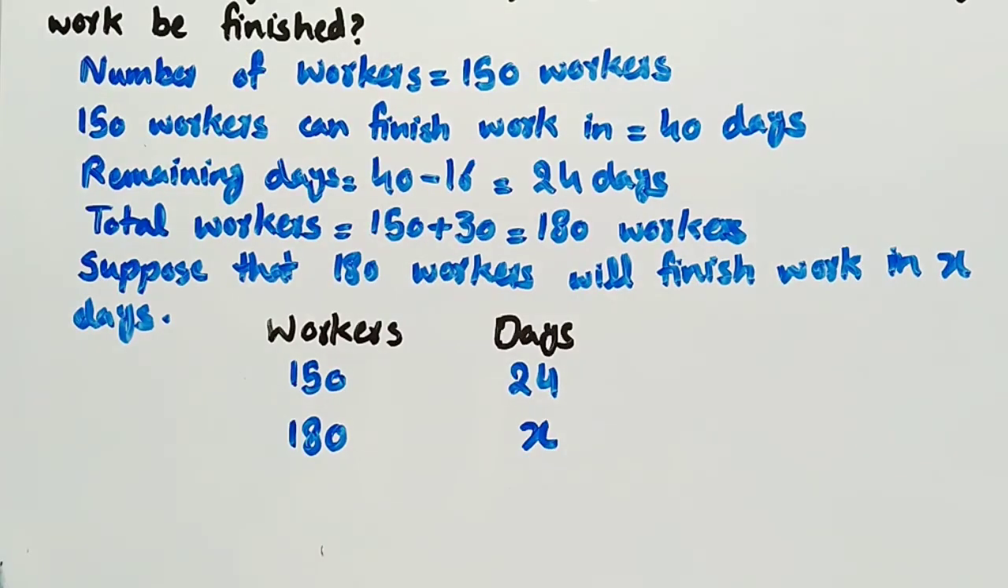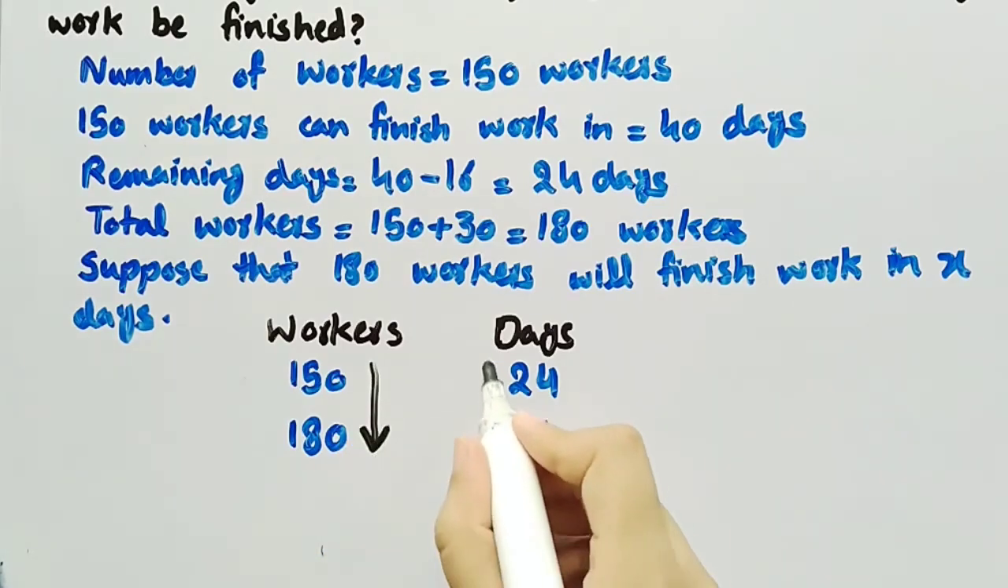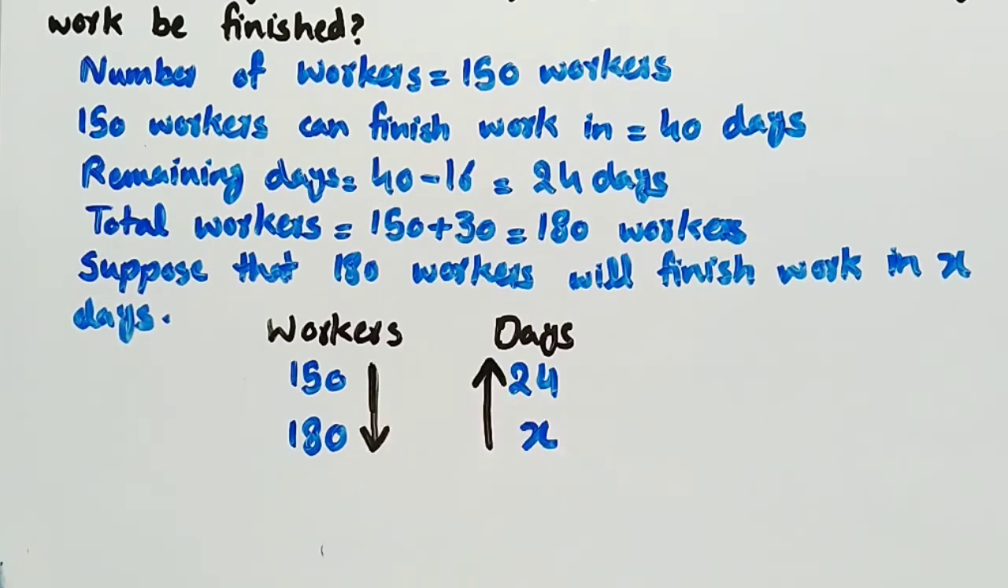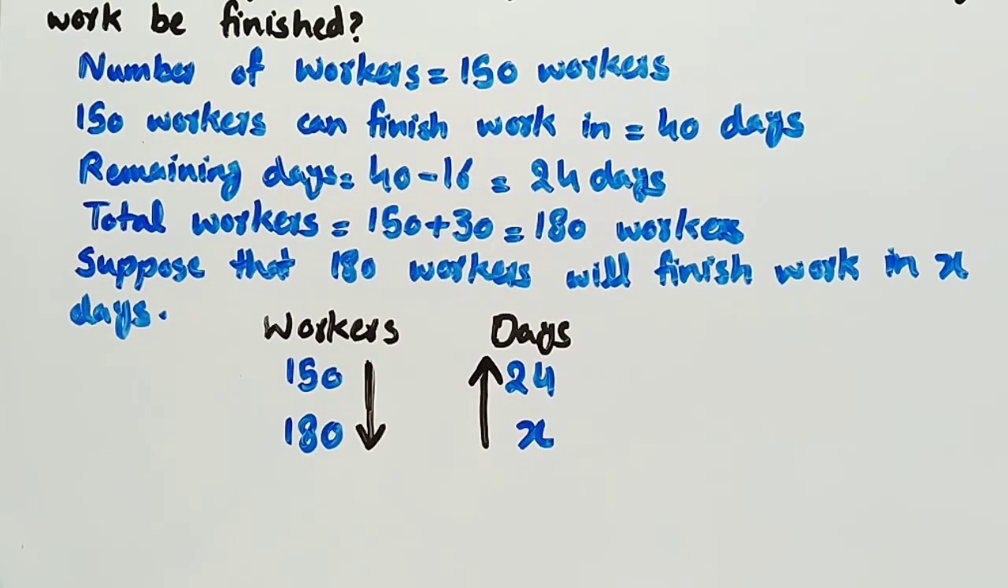As we have discussed earlier, the number of workers is inversely proportional to the number of working days, and we represent the quantities in inverse proportion as one quantity is represented by a downward arrow and the other one is represented by an upward arrow in inverse proportion. And these quantities are written by watching the direction of the arrow.